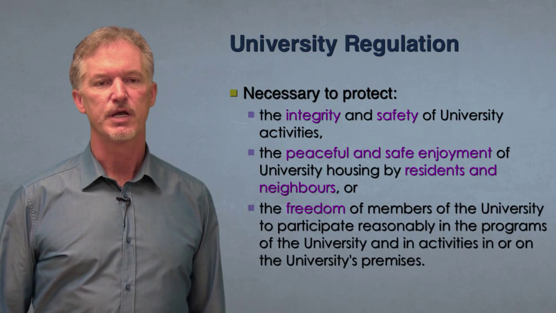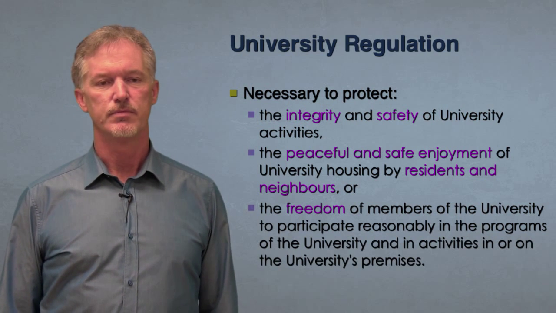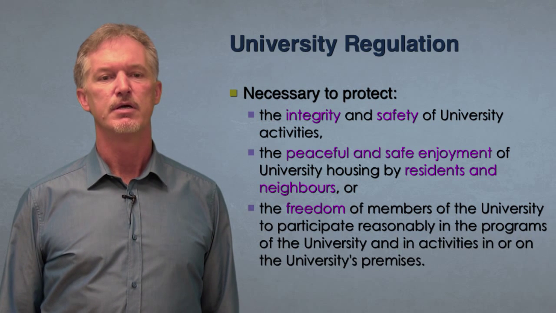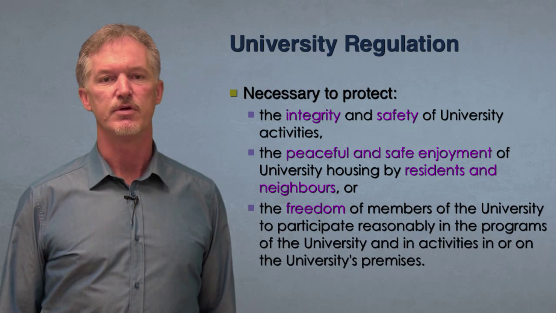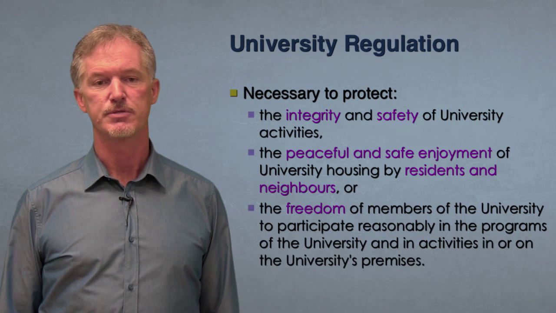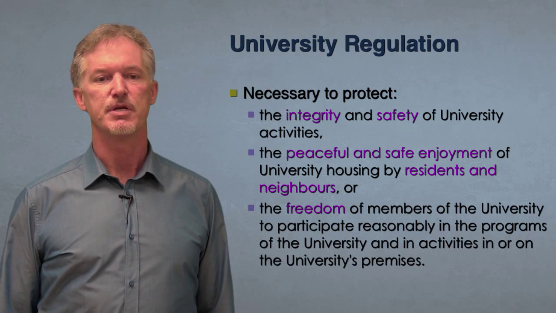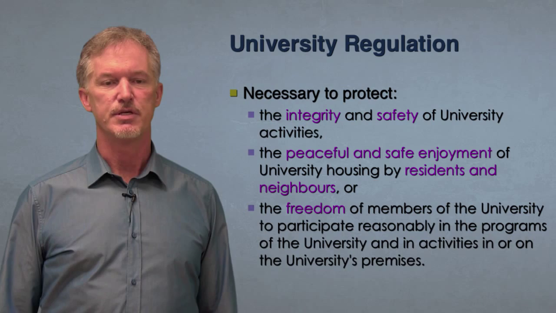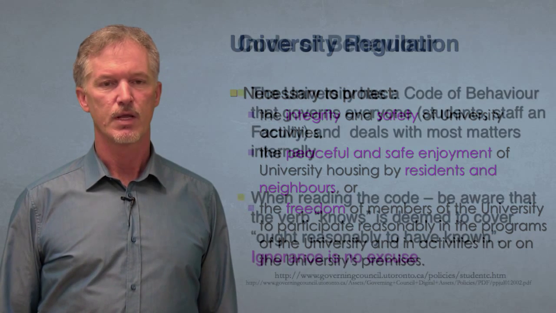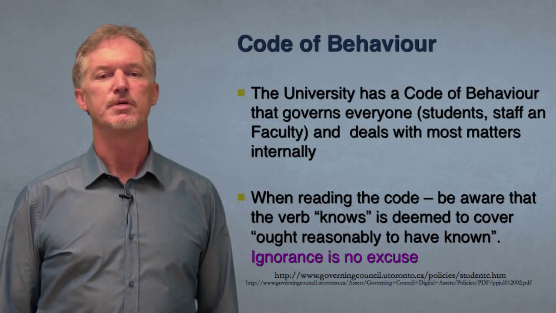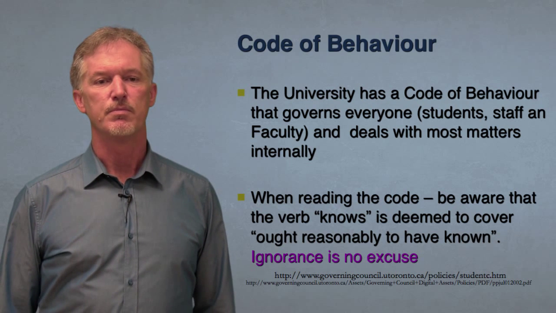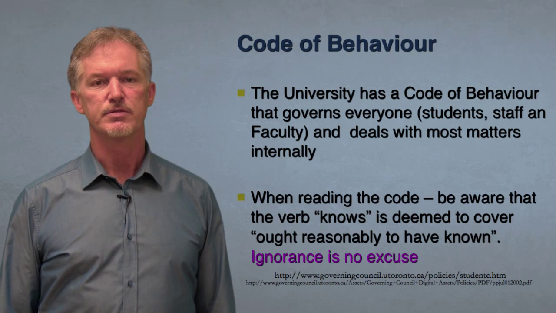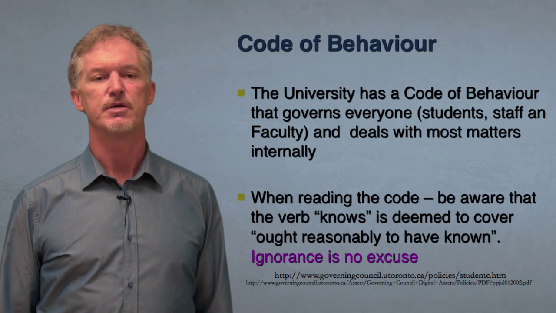The university regulations include requirements to protect the integrity and safety of university activities, the peaceful and safe enjoyment of university housing by residents and neighbors, and the freedom of the members of the university to participate in the programs of the university and in activities on the university's premises. To that end, they developed a code of behavior. The code governs everyone, including students, staff, and faculty, and deals mostly with internal matters to the university.